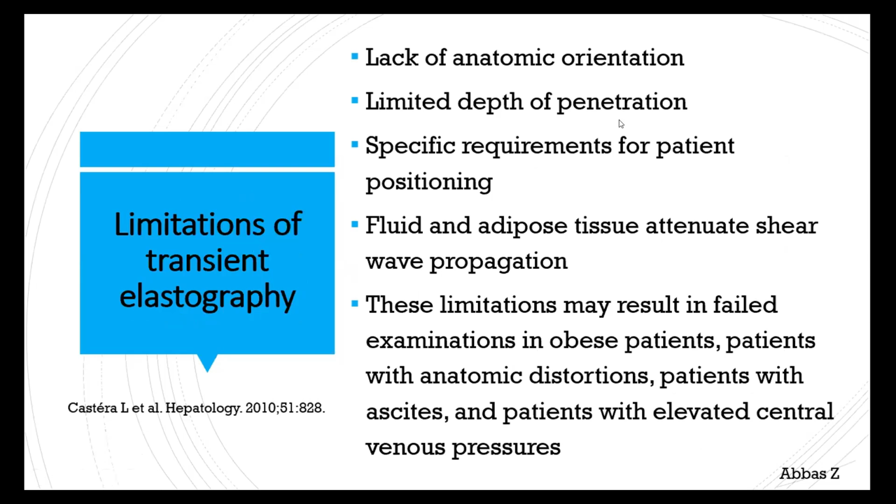So there are some limitations of this FibroScan. There is lack of anatomic orientation, and limited depth of penetration. Specific requirements for the patient's positioning are there. Then fluid and adipose attenuation. Fluid and adipose tissue attenuate the shear wave propagation, which means that if there is ascites and much adiposity, then there may be a problem in getting the correct values. And this may also happen if the patient is in congestive heart failure, when there is elevated central venous pressure.